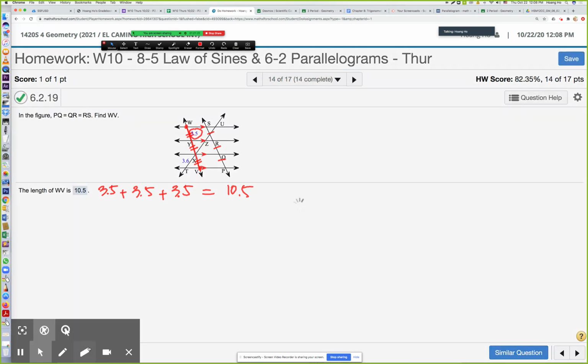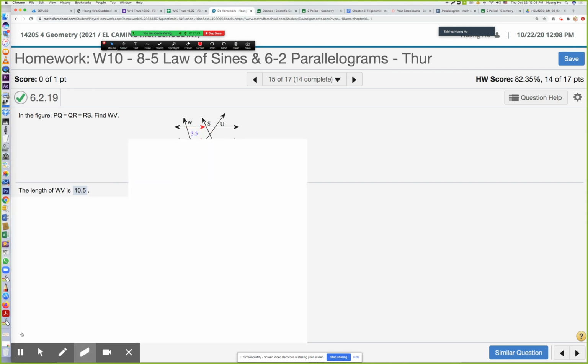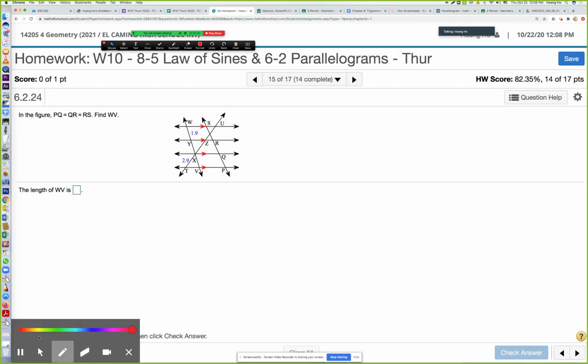All right, next question. We're almost done here. Oh, the same problem. So they give you PQ equal QR equal RS. All right. So this set of parallel lines would intersect into equal segments on any transversal. So they ask you to find WV again. WV right here, from here to here.